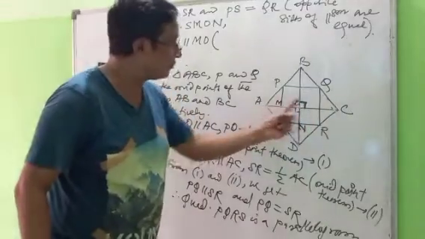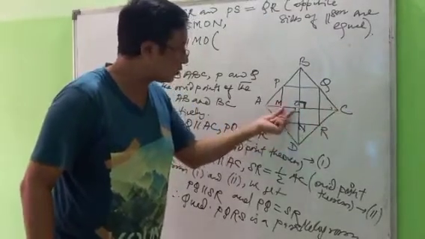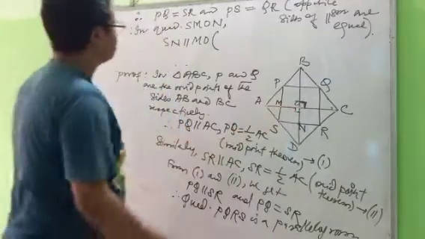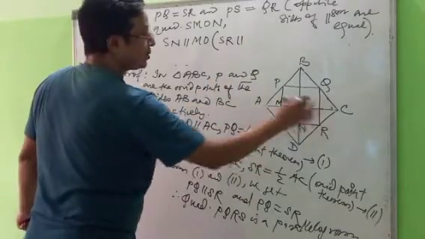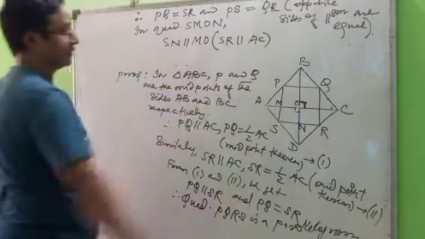If SR is parallel to AC, that means SN is also parallel to MO. So here, since SR is parallel to AC. So you got it.